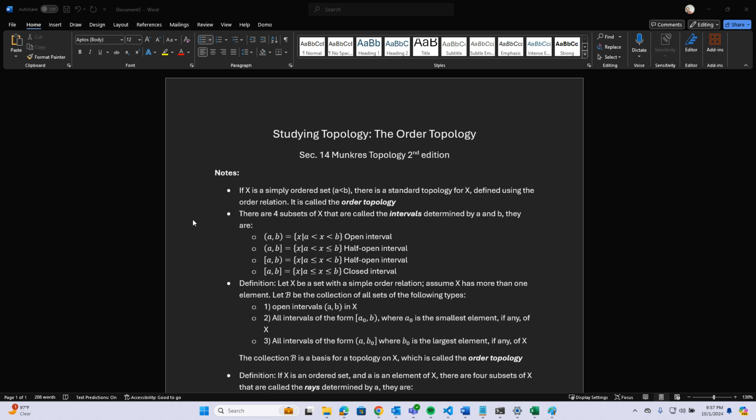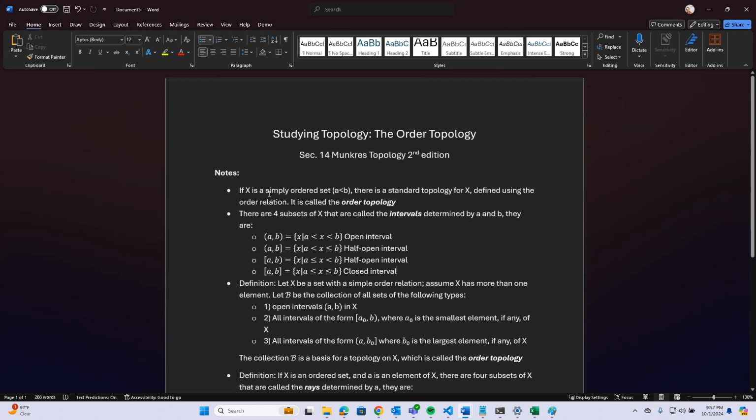So we're going to be going over section 14 of Munkres Topology, and it talks about the order topology. So we first start off with a pretty simple definition over here, and then we'll get to a more in-depth definition down here. So first we say if X is a simply ordered set, so simply ordered means that you can compare numbers with one another. So in this example, like A is less than B, there's no ambiguity between which value can come before another value, right?